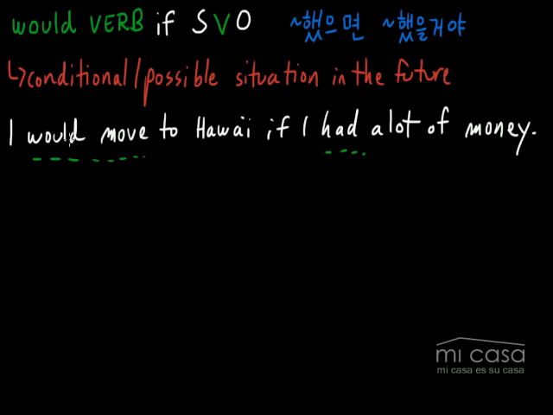But there are other cases or other usages of this structure, and I want to talk about those in our next couple of examples. So what's our second example? If America were safer, so here I'm starting the sentence with if, which is fine. You can put it in the second part, or you can put it in the first part of the sentence. It doesn't matter.